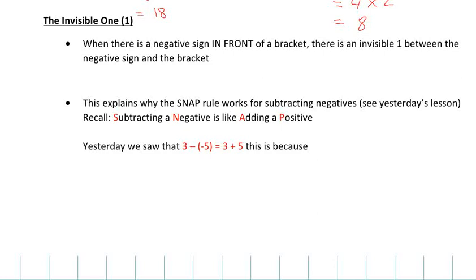So, when there's a negative sign in front of a bracket, there is an invisible one between the negative sign and the bracket. So let's look at this. If I have negative 3, what that actually means is negative 1 times 3.